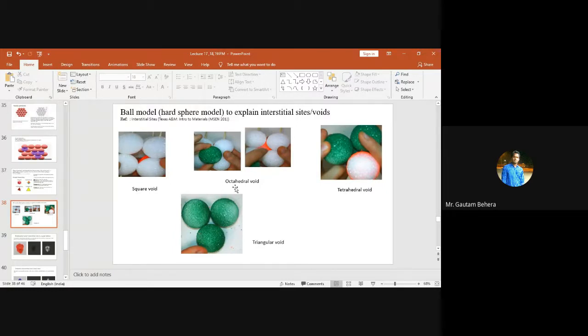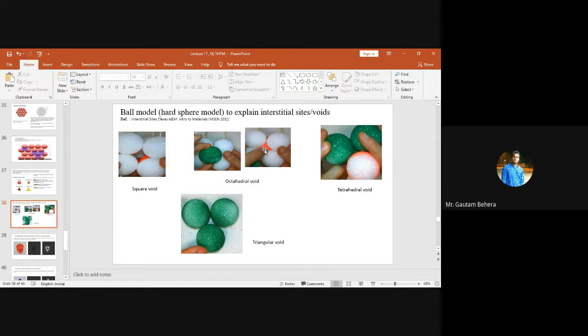Now octahedral void, just have a look. An octahedral void will be formed between 6 adjacent atoms. This is 1, 2, 3, 4, and behind the red one is 5, and under this green one will be the top one, that is 6. So this is very important for us. Octahedral void is very important. Basically, the smallest atoms like carbon, boron, nitrogen sit in the octahedral voids in iron. We'll see that.